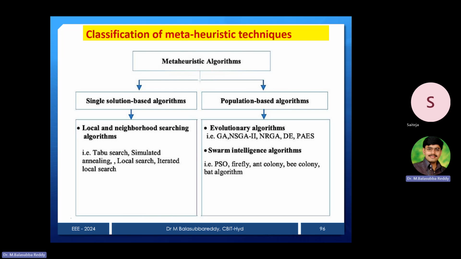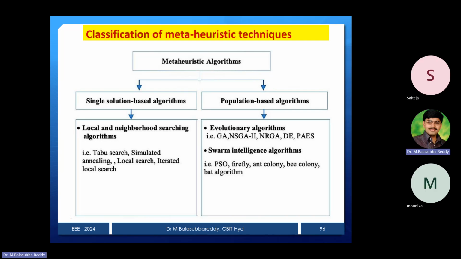In this classification of meta-heuristic techniques, there are broad classifications, as many classifications are there. I will start with this and then we'll move on to that part as well. Now we can see here there is a single solution based algorithm and a population based algorithm. These are the broad classifications, even as per our syllabus: classification of meta-heuristic techniques, single solution based and population based algorithms.